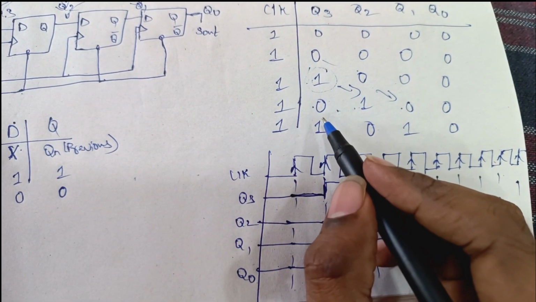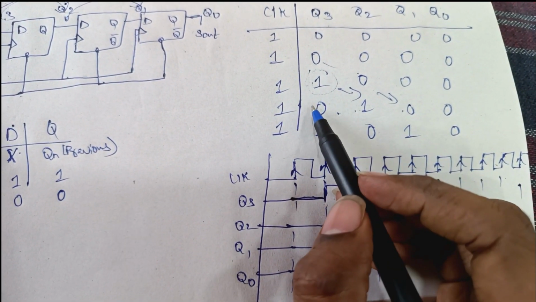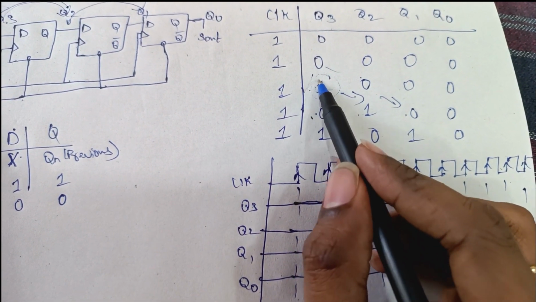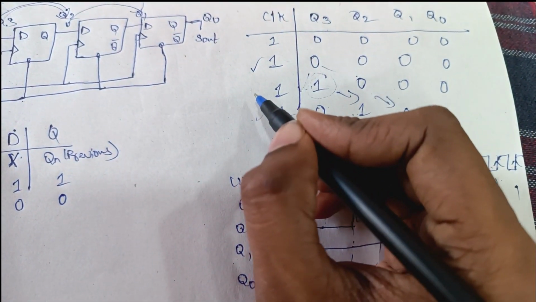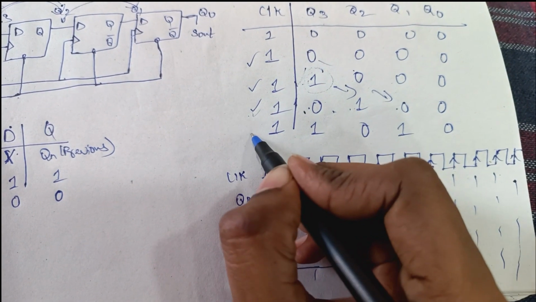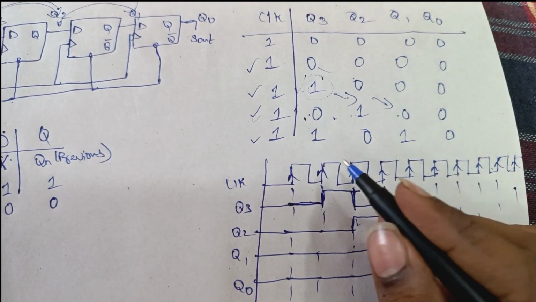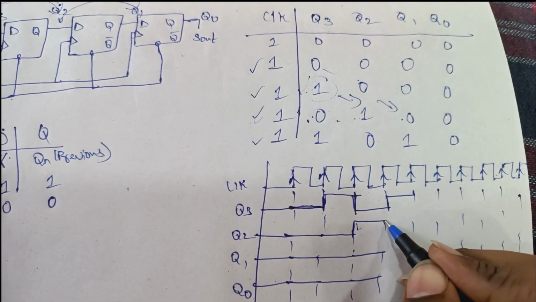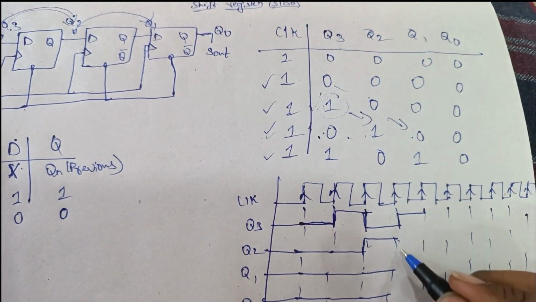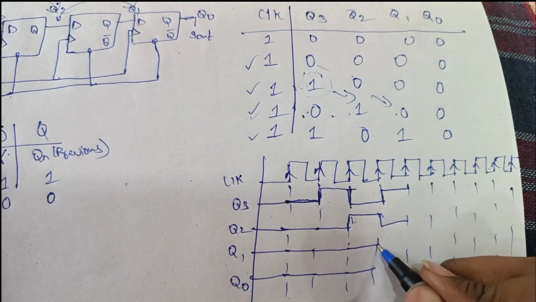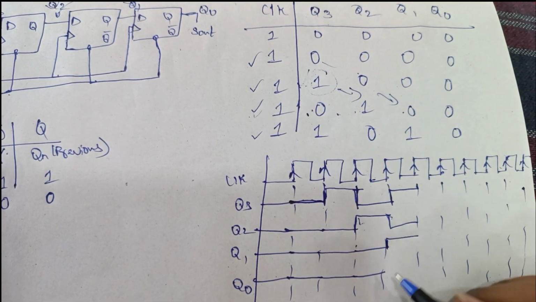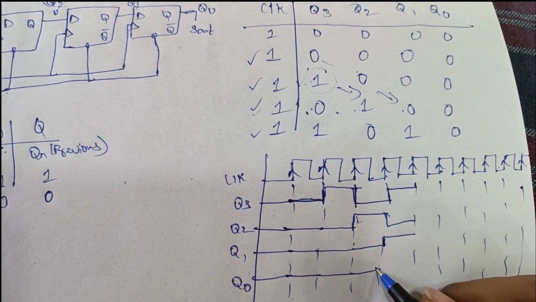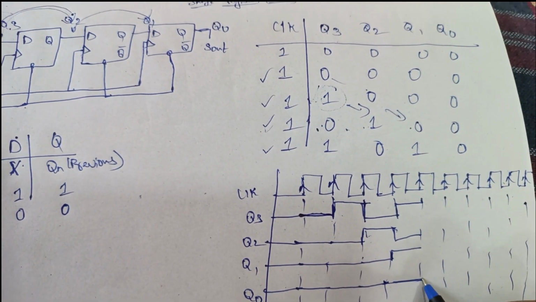Now the state is over, right? This clock cycle is over, this one is over, this one is over, and finally this state. Now Q3 is 1 and continues to the next state. Q2 is 0, so it will be 0. Q1 is 1, and finally Q0 is 0.